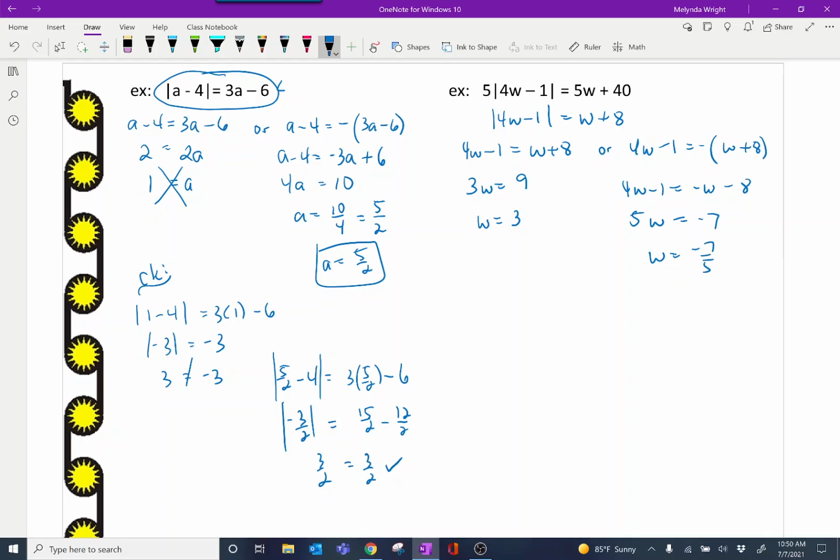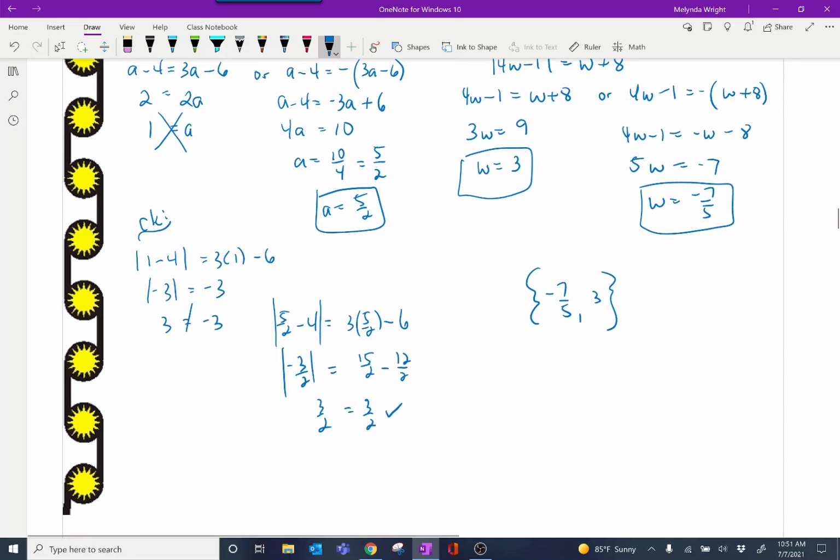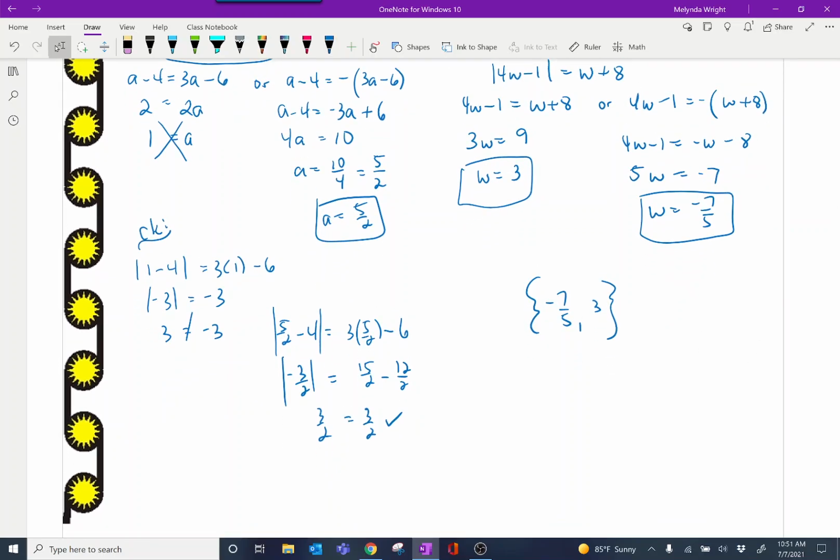Now I will tell you that I have checked both of these. They are both valid answers. They both work. Again, you can write it in set notation if you would like to. So negative 7/5, 3, whichever way you would like to. And that basically takes care of our lesson on absolute value equations.